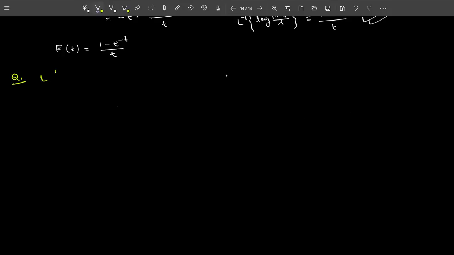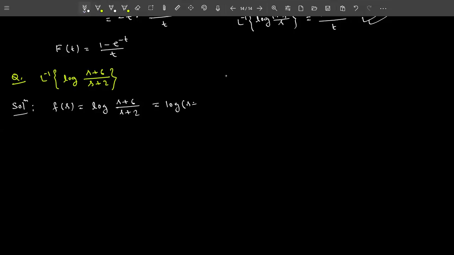Find Laplace inverse of log of (s plus 6) divided by (s plus 2). Okay, so obviously here F of s is equal to log of (s plus 6) divided by (s plus 2), and you can write this as log of (s plus 6) minus log of (s plus 2).